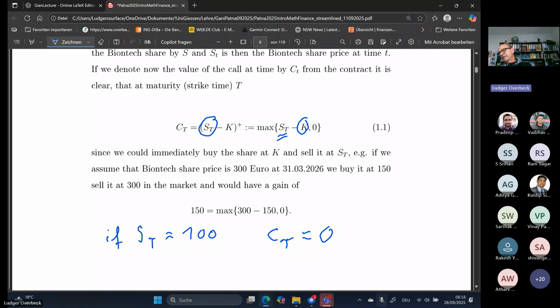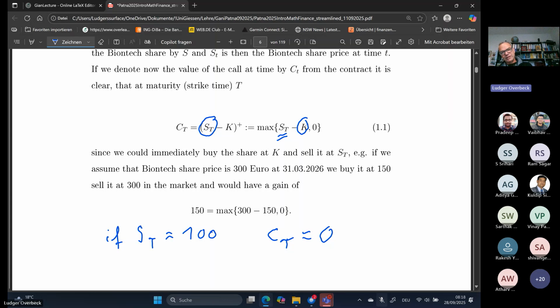So this means that this option gives you a high gain if the price is higher than your strike price, and you have no loss and no gain if the actual price of the underlying S_T, in this case the BioNTech share price at the end of March next year, is below 150. You don't do anything. This is the option you have. That's the option to buy. You don't have to buy. So you can only make money. You will never lose money.